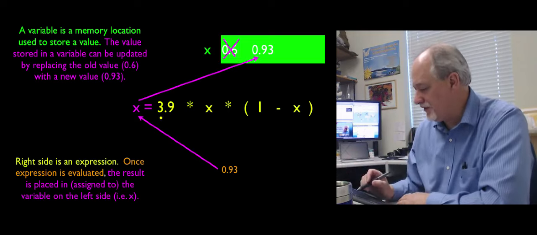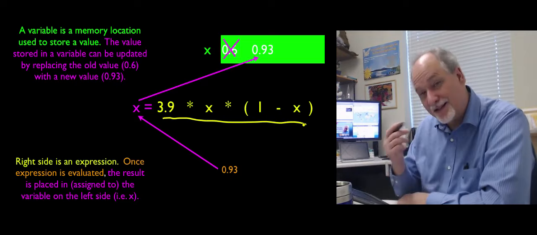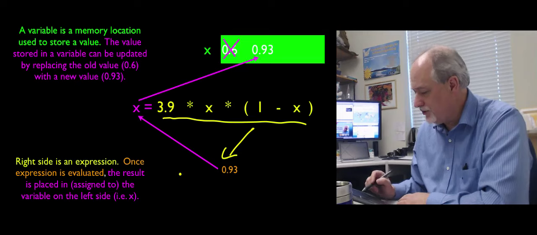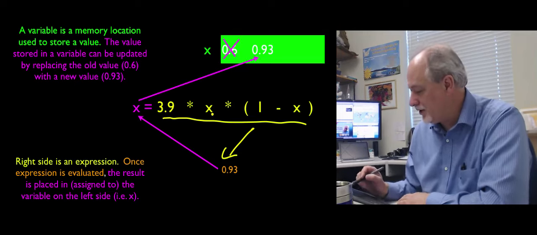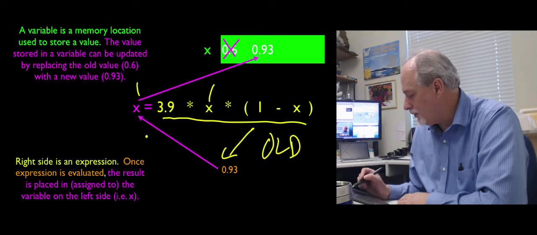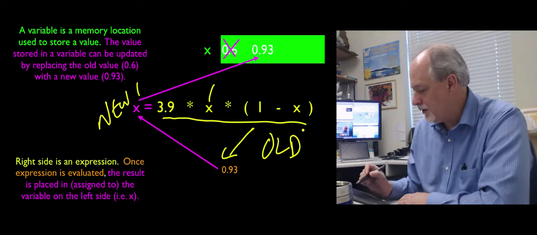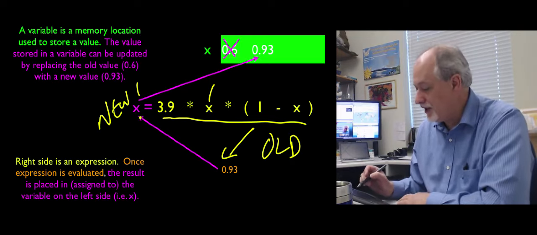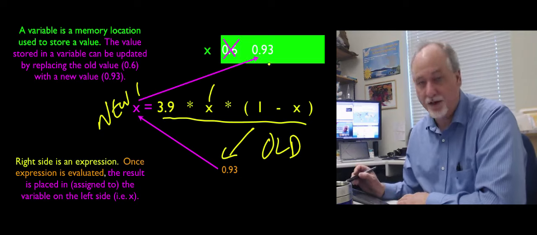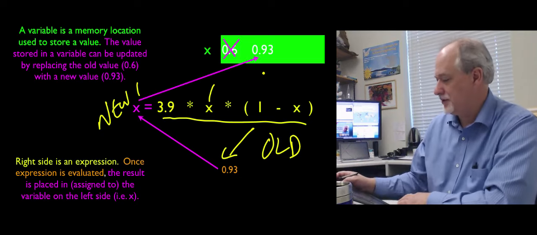And so this is just sort of emphasizing how the right-hand side is computed to produce a value, then it is moved into the variable, and that is why you can have x on both sides, because this is like the old and this is the new. The old x participates in the calculation, and then when the calculation is done, it becomes the new x. Hope that makes sense.